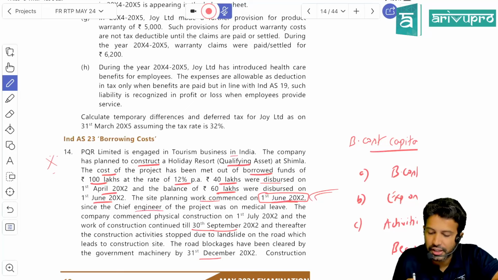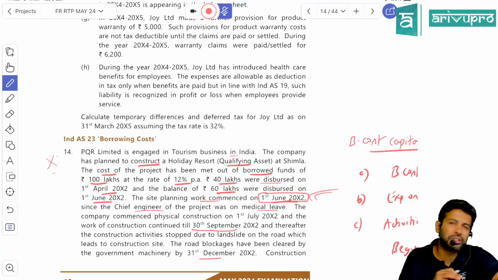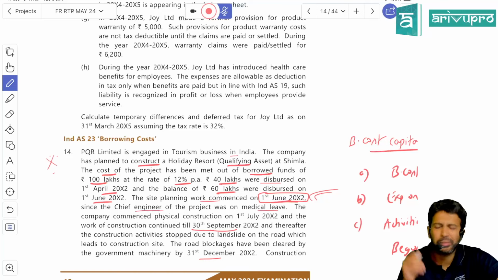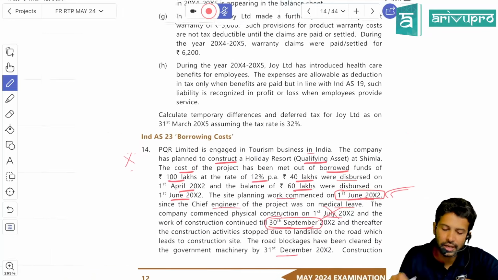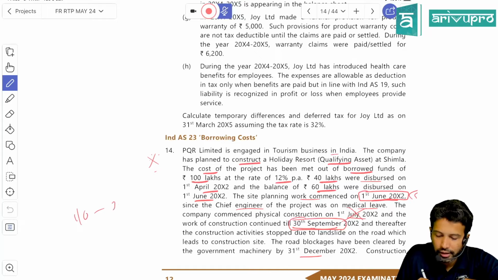Since the chief engineer of the project was on medical leave, there was a delay. We had to start on 1st April or May, but ultimately we started on 1st June only because the engineer was on leave. The company commenced physical construction on 1st July. Physical construction is irrelevant; planning activities are good enough for us. And the construction work continued till 30th September, when it was completed.